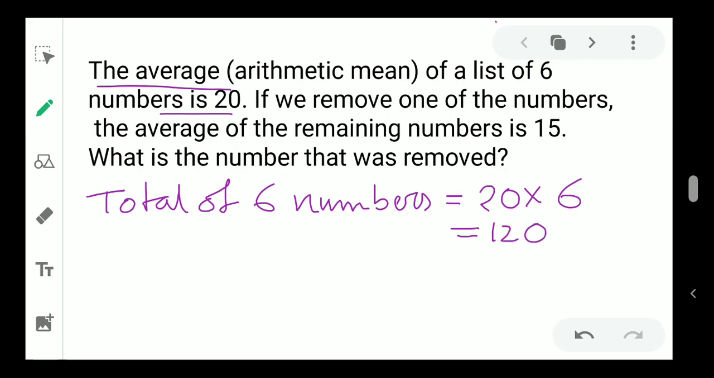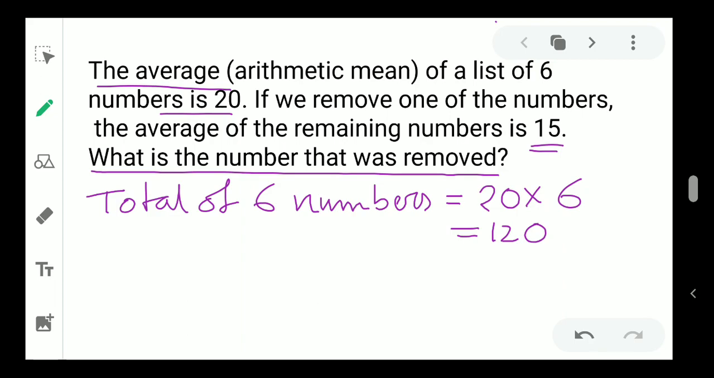What is my question? What is the number that was removed? Now let me read that. If we remove one of the numbers, so I am removing one number from the 6 numbers, how many numbers will be there? 5 numbers, right? There were 6 numbers, one number I am taking, so 5 numbers remain. The average of the remaining numbers is 15. So you can take these as reference.